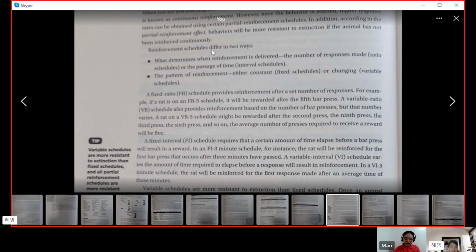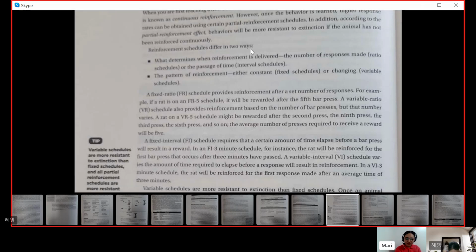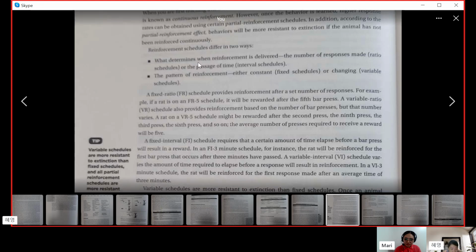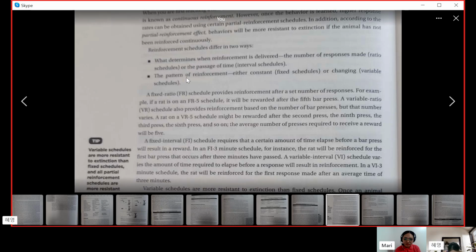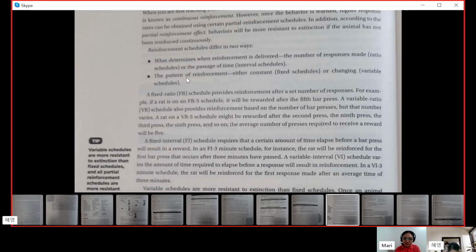Reinforcement schedules differ in two ways. What determines when reinforcement is delivered? The number of responses made, or the passage of time. And the pattern of reinforcement, either constant or changing.